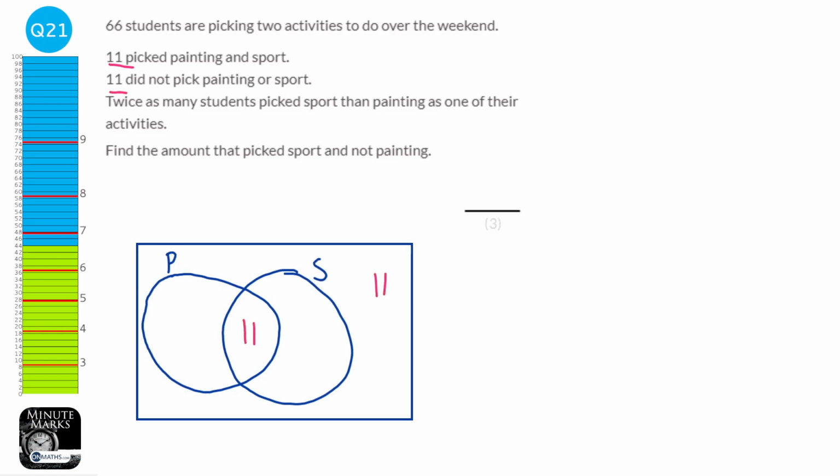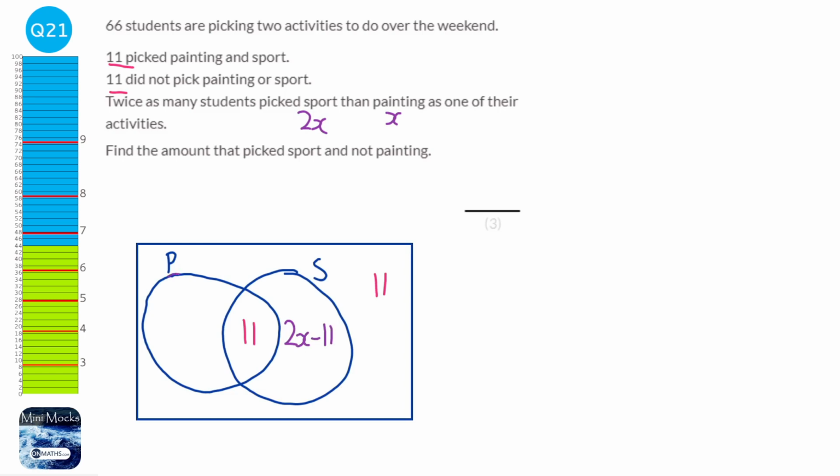Now here's the problem. It says twice as many people picked sport than painting as one of their activities. So it's saying that the total number in the sport circle is twice as big as the total number in the painting circle. Now, what we can do is we can say, okay, so if the painting we label as X, then the sport will be 2X. But if you look, we've already got a number already in the sport, that 11 there. So in algebra, this will be 2x, take away the 11 that we already know about.